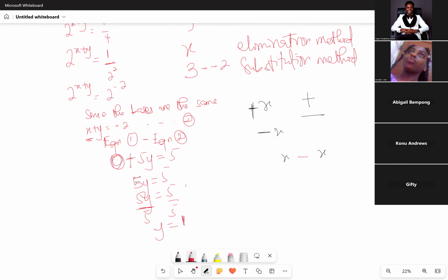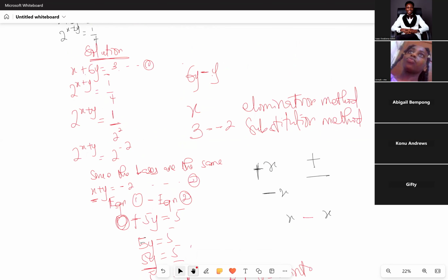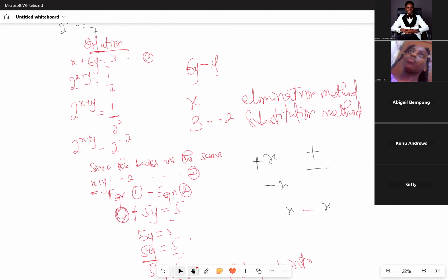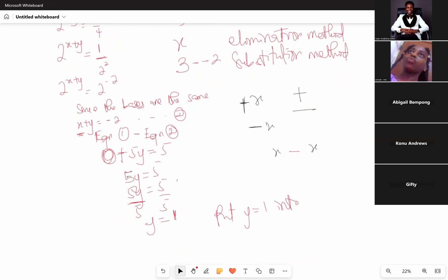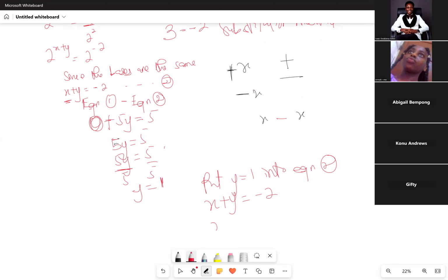Now put y equals 1 into, now you have two equations, equation 1 and 2. You already have y, so you can put it anywhere. You get the same answer for x. You can put it in equation 2. So in equation 2, you have what? It's x plus y equals minus 2. Now you have y, so that'll be x plus 1. x plus 1 is equal to negative 2.